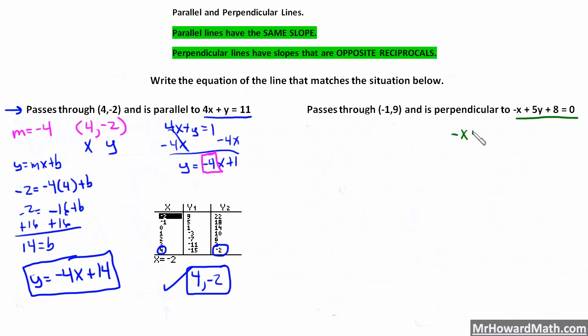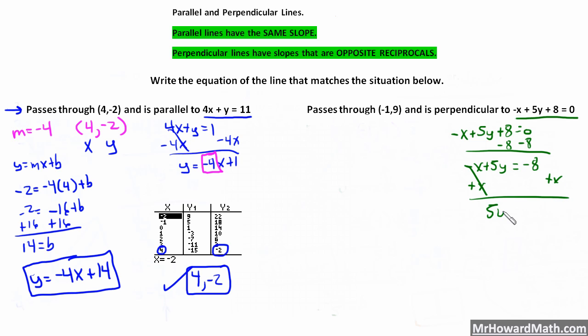So we have negative x plus 5y plus 8 equals 0. Don't let this 8 scare you. We need to get everything over on the right side and get y by itself. So that's going to give us negative x plus 5y. We subtracted 8 from both sides, so that gives us negative 8. 0 minus 8 is negative 8. We're going to add x to both sides, and we get 5y equals x minus 8. Just rearrange that a little bit, put the x first. Divide by 5, divide by 5, divide by 5. That gives us y equals, x over 5 is the same thing as 1/5 x minus 8/5.